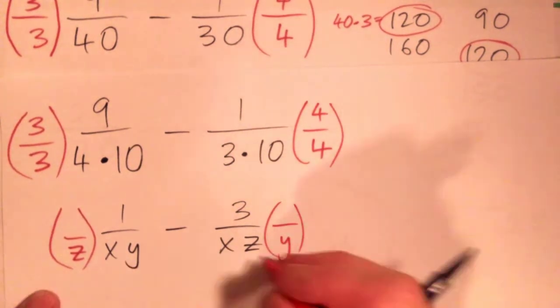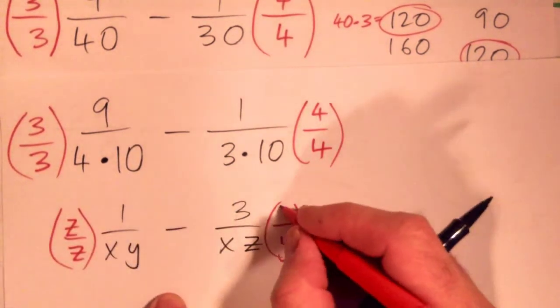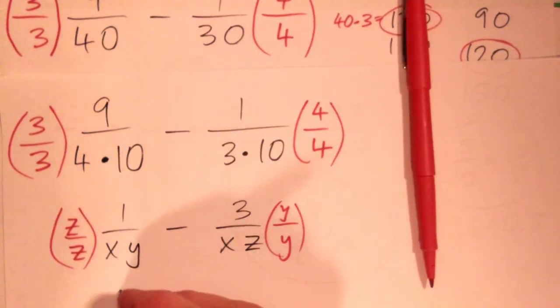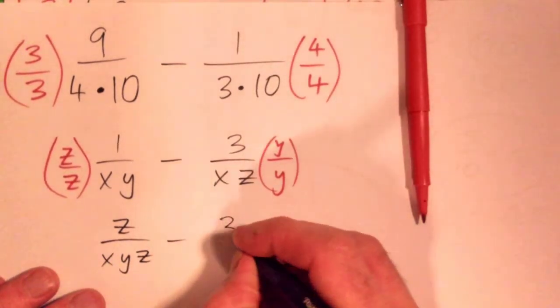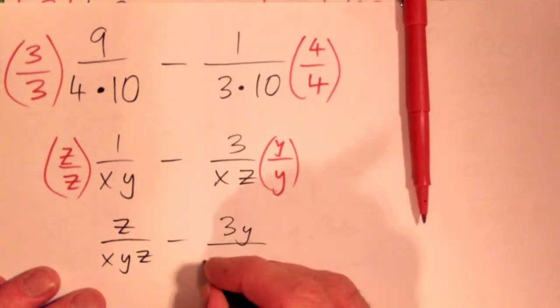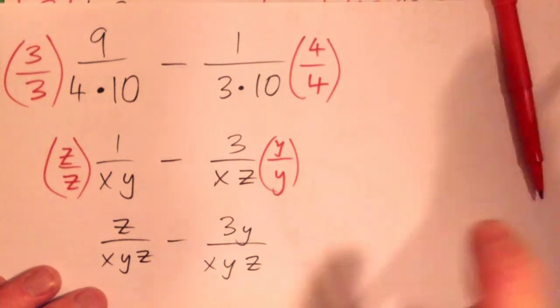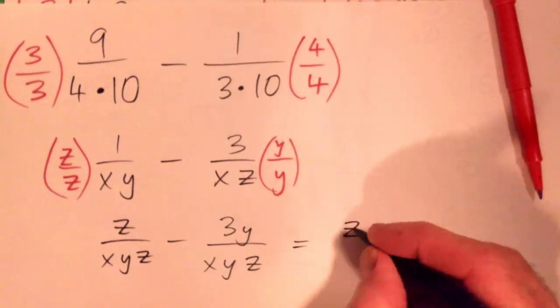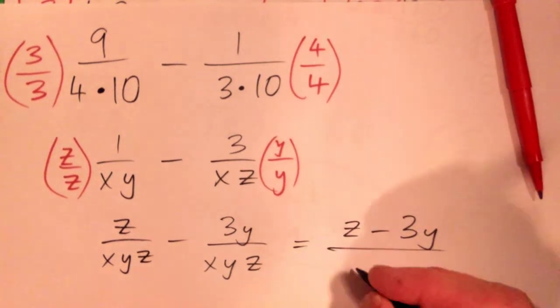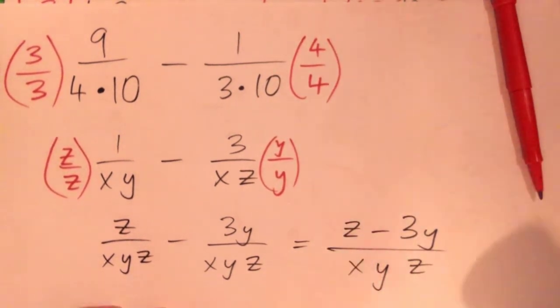There you go. See, it's not hard, is it? Look at that. And so the answer is z over xyz minus 3 times y, 3y over xyz. You can combine the bottoms, and the top is just z minus 3y over xyz. There you go. And that's algebra. So there you go. Simple as that.